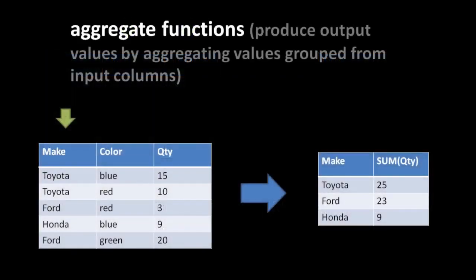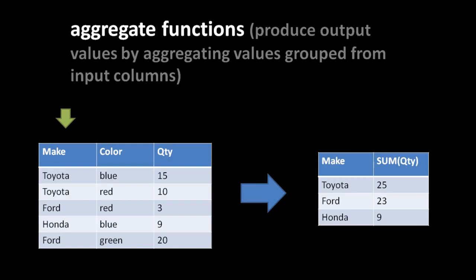When we group columns, it's then possible to use what are called aggregate functions. An aggregate function produces an output value by taking in all the values that get grouped together. We can then use these output values to produce totally new columns, columns which aren't in the original table. So here we have a table of car inventory specifying a car make, car color, and then the quantity of cars with that make and color. So for example, the top row here says that we have 15 blue Toyotas.